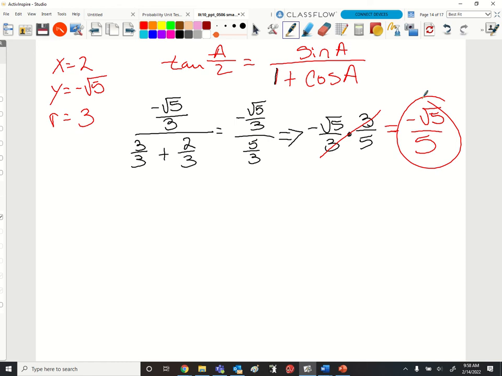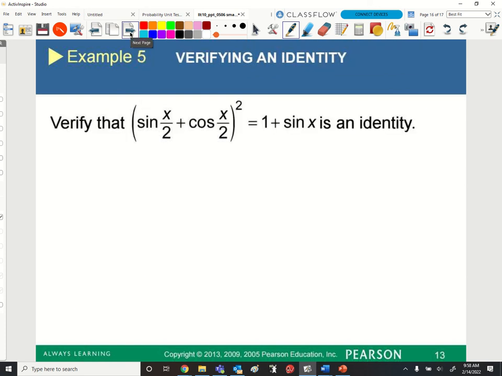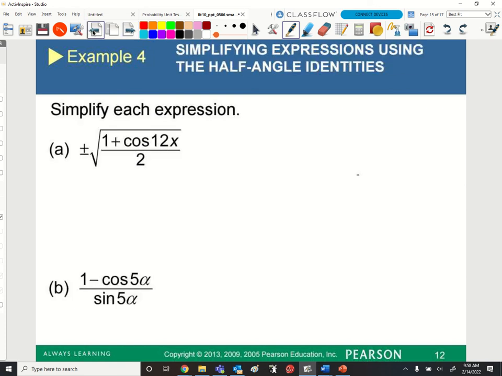Hopefully this does make sense and you're able to understand and follow. We will be finishing this on, I see you Wednesday, I think? Yeah, Wednesday. We'll do example 4 and 5 on Wednesday.